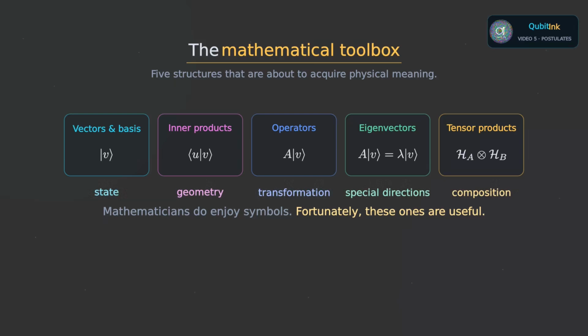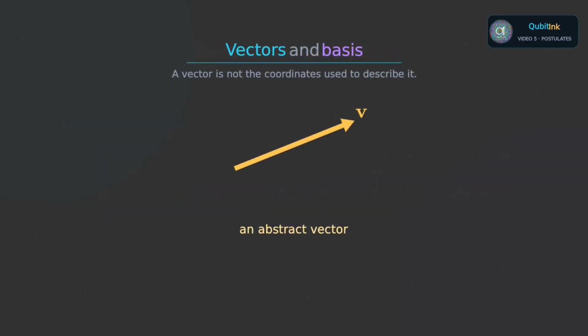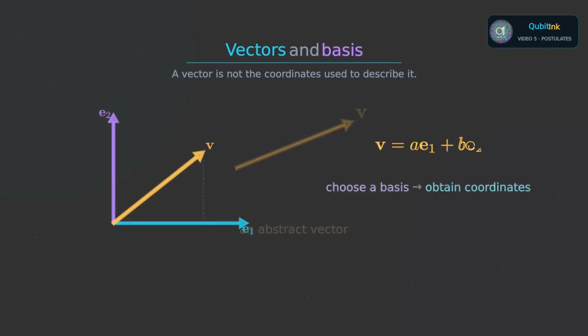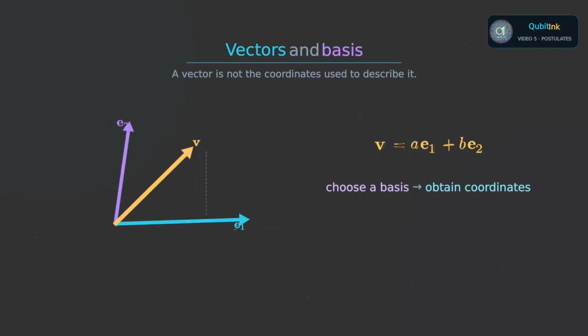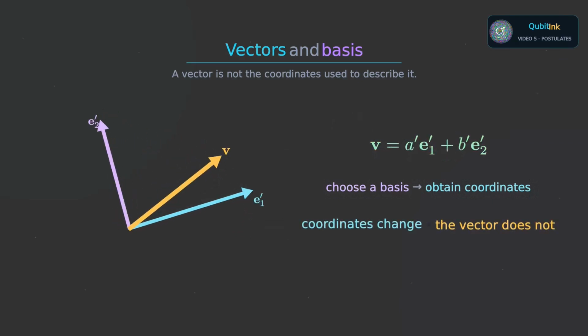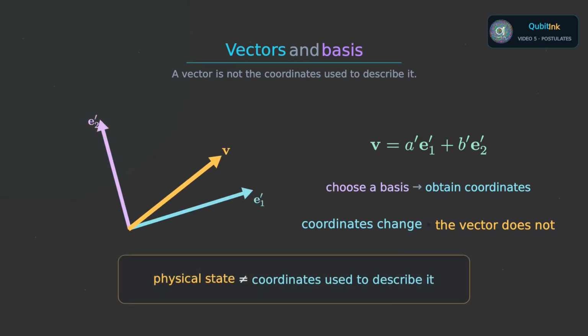Start with vectors. A vector is an abstract object. Once we choose a basis, however, we can describe that vector using coordinates. The coordinates may change if we choose a different basis, but the underlying vector does not. That distinction between the physical state and the coordinates we use to describe it will become extremely important.